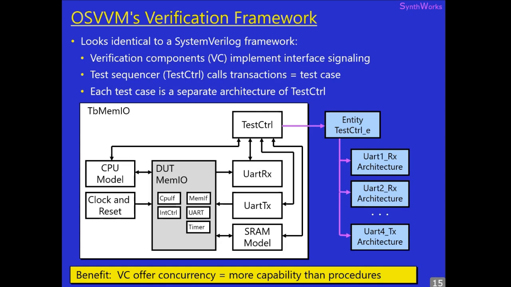So the benefit then of using verification components is we get concurrency. And we can get that same state machine pattern that we use for RTL design, hence making everything more accessible to a wider range of VHDL engineers.